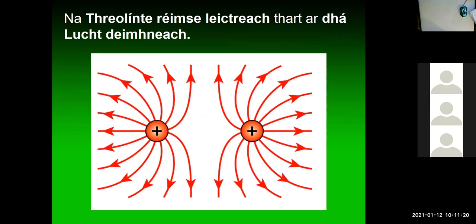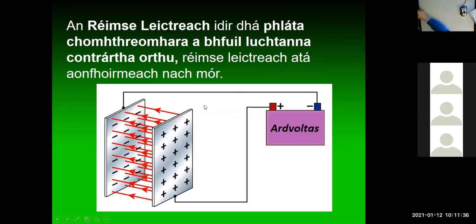Now, we're going to look at a positive charge here. Because of repulsion, the electric field lines spread out. Now take a parallel plate capacitor with a high voltage applied, which builds up charge on the plates and gives an electric field between them.